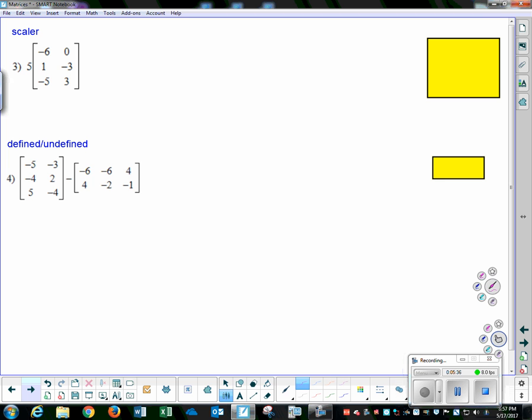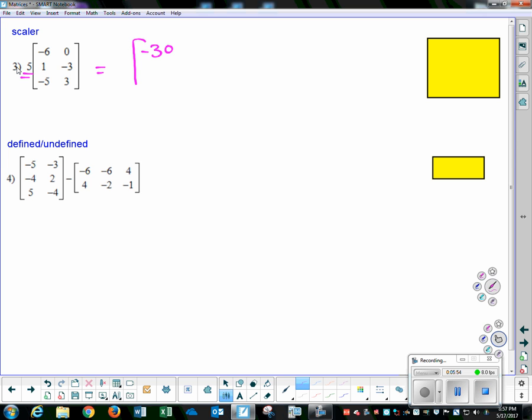Let's move on to a scalar. A scalar is very easy. Notice I have a 5 out front of this whole matrix. Well, the 5 is just going to multiply into every term of this. So I'm not going to show that multiplication, let's just do the multiplication.